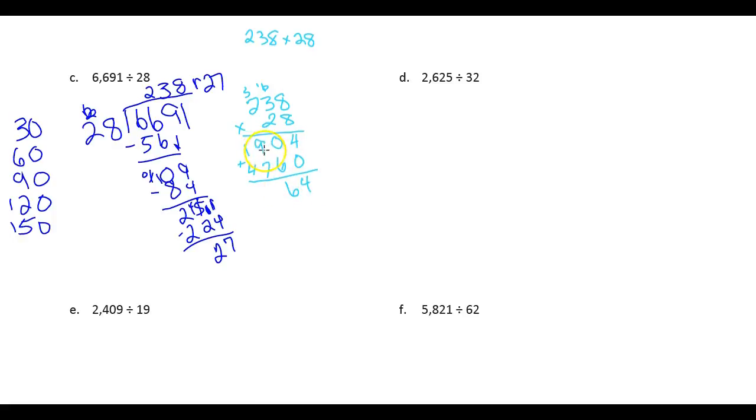I know that 9 plus 7 is 1 less than 10 plus 7. So it's not going to be 17. It's going to be 16. Carrying a 1. 4, 5, 6. So 6,664 is what we get as a result.